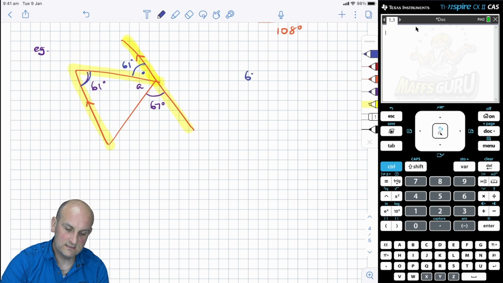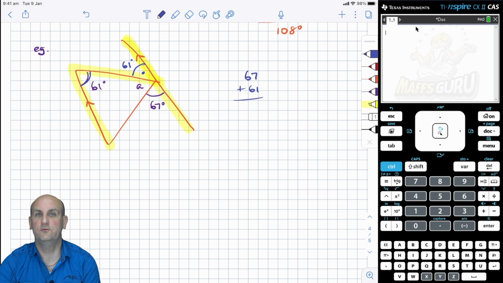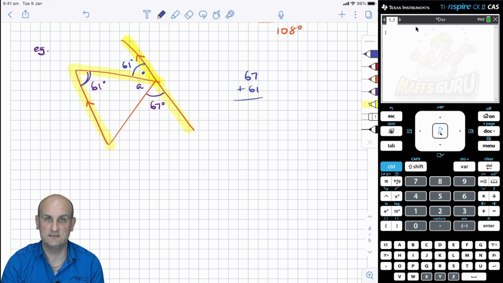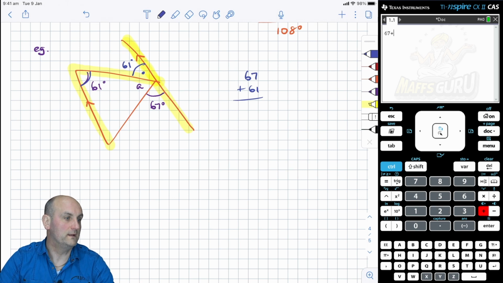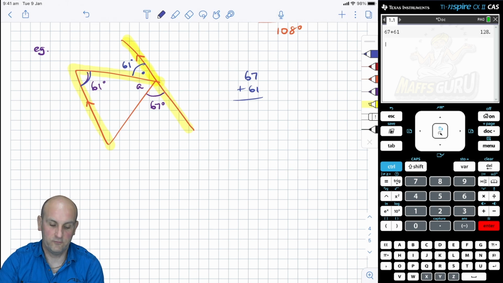So if I do the 67 plus the 61, now you're probably sitting there going, why on earth do you have a calculator? And why does it look so complicated? Well, this calculator we use in Australia from year 9 and onwards. If you're lucky, you can have it in year 7. But basically, you can use your calculator. I try not to because I prefer pencil and paper methods. But if I wanted to, I'd do 67 plus 61, and out comes 128 degrees.